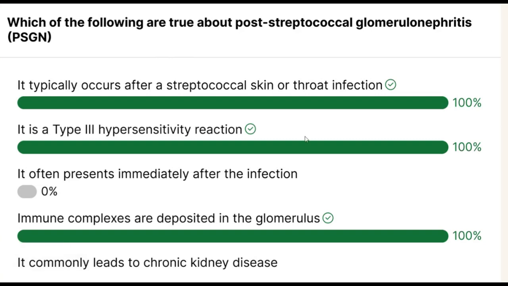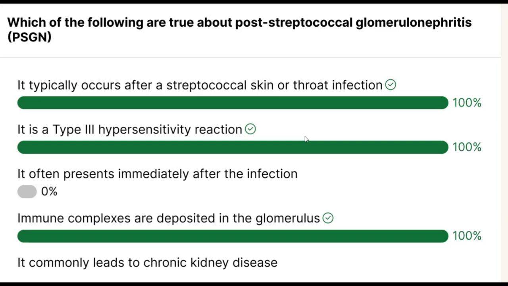Okay, so which of the following are true about post-streptococcal glomerulonephritis? Before we go into it, it's a type of nephritic syndrome. And remember, there are three types of acute nephritic syndromes: one that is associated with immunocomplexes like this one, subepithelial immunocomplexes; anti-GBM, which is associated with antibodies against the basement membrane, such as Goodpasture syndrome; and one that is associated with antibodies like ANCA or ANA, the pauci-immune, the no immunocomplexes one, basically.